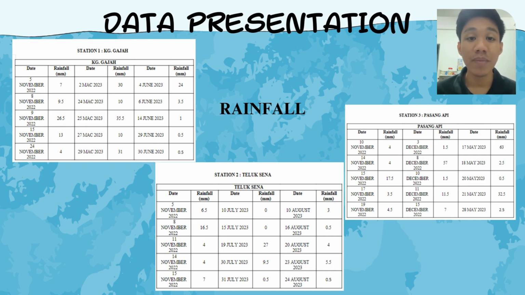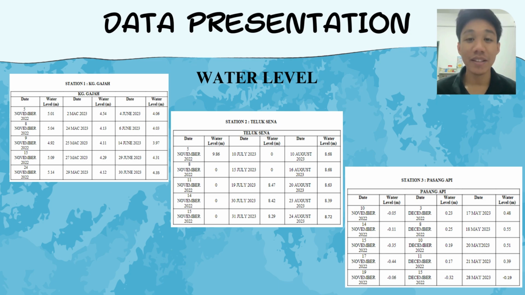For Teluk Sena, November 2022, July 2023 and August 2023. Finally, Pasang Api Station, November 2022, December 2022 and May 2023. For water level data, we take the data according to the same dates as the rainfall data provided. So this is the data we got after researching on the Banjir Public Info website.